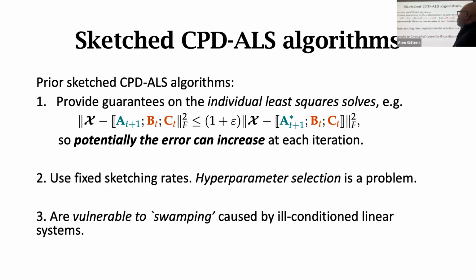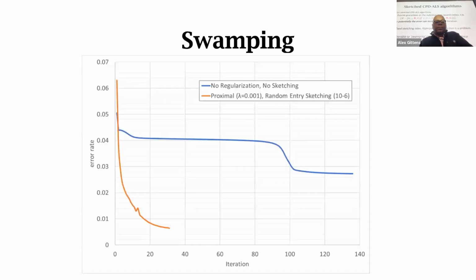Another is that these prior algorithms, because they focused on this setting, getting this kind of guarantee, they didn't really address the problem of choosing sketching rates to ensure that you're converging. So in particular, hyperparameter selection is a problem that wasn't addressed, where the hyperparameter here is the sketching rate. Also, they're vulnerable to swamping that's caused by the fact that these linear systems can be ill-conditioned. Like if the factors in A, if the columns are nearly linearly dependent, then you get some ill-conditioned systems. Same for B and C.